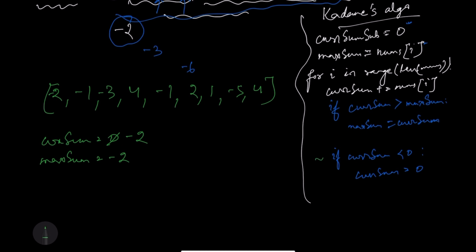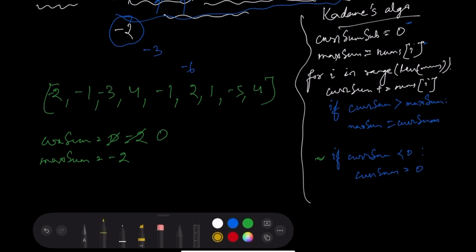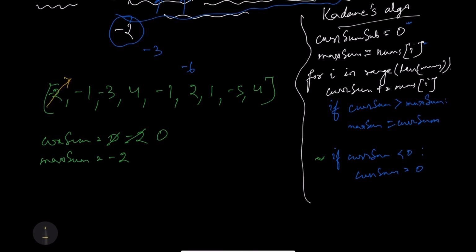Now I'll enter this if. My current sum is a negative integer, so I would just update it to 0. That means I am ignoring this value. This cannot be contributing to my maximum sum, so I'm just ignoring that value. Now when I come to the loop, I will come to the second element.